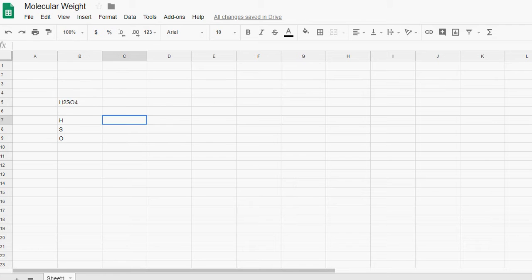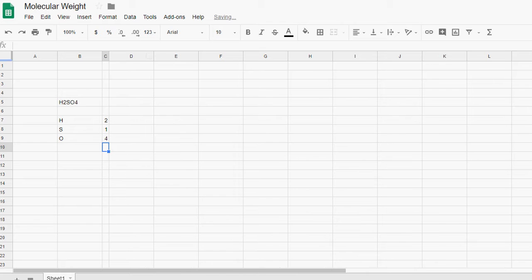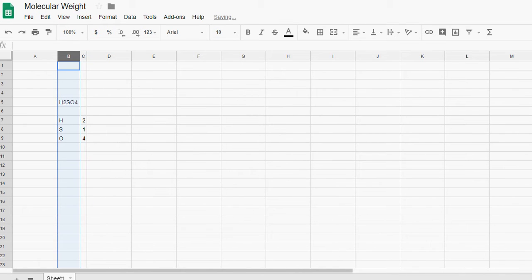So what that means is we have 2 hydrogens. We have 1 sulfur, because when there's no number, it's assumed to be 1. And we have 4 oxygens. Now, I'm not asking you to do this on Excel. It's just that Excel works for me because I can do it and you don't have to deal with my handwriting.